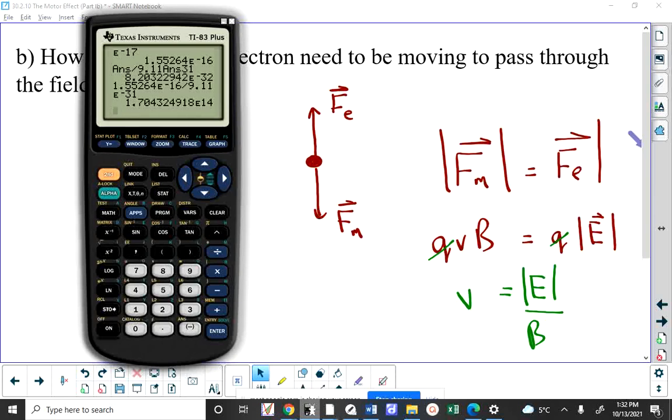See how good my memory is. 482 for the electric, 0.00185 for the magnetic. Okay. So you take 482 newtons per coulomb divided by 1.85 times 10 to the negative 3 Tesla, which gives 2.6 multiplied by 10 to the 5 meters per second.